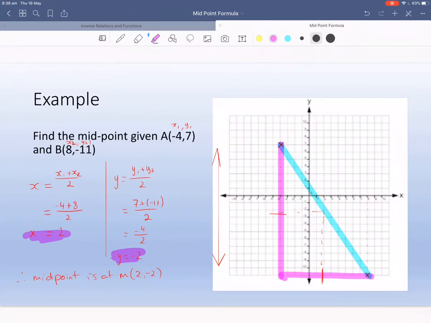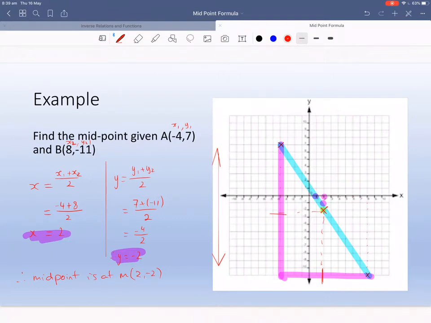So let's plot that on this graph. So we're going minus 2, so 1, 2. And no, wrong way. The x is 2, so 1, 2. And the y is minus 2, so 1, 2. So we're looking at the midpoint as here. So at this point here.